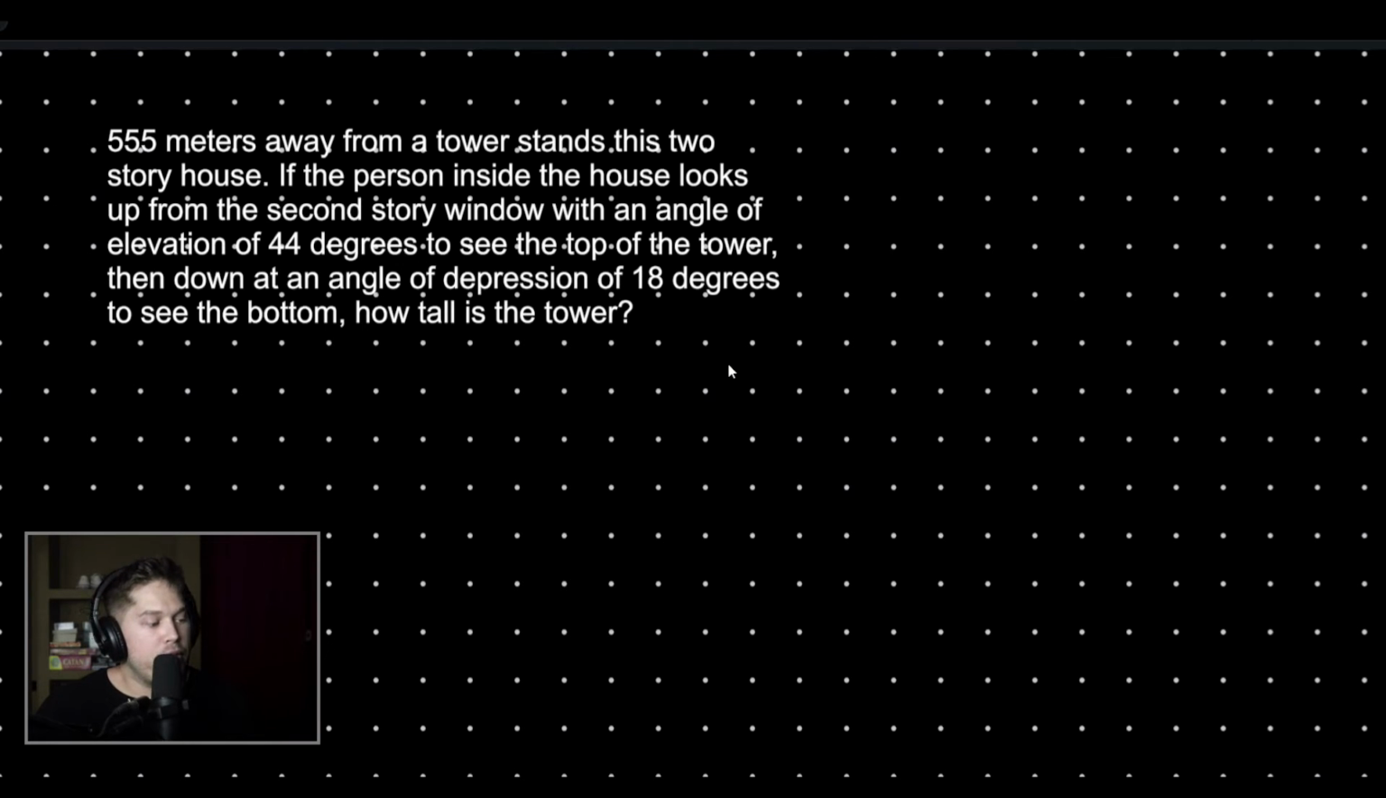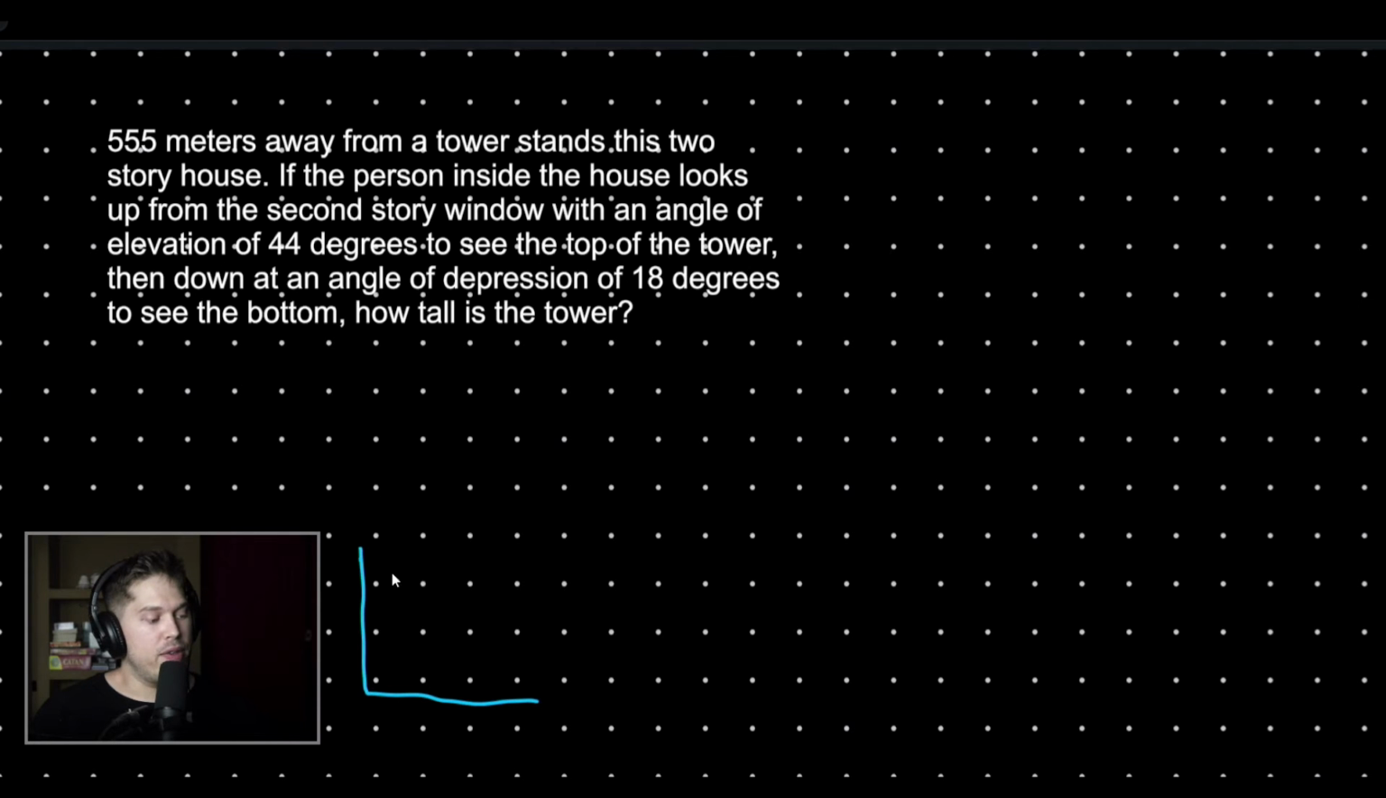555 meters away from a tower stands this two-story house. If the person inside the house looks up from the second-story window with an angle of elevation of 44 degrees to see the top of the tower, and then down at an angle of depression of 18 degrees to see the bottom, how tall is the tower? Okay, this one's a little bit tricky. Feel free to pause the video and try to work it on your own. But let's go ahead and draw a picture.